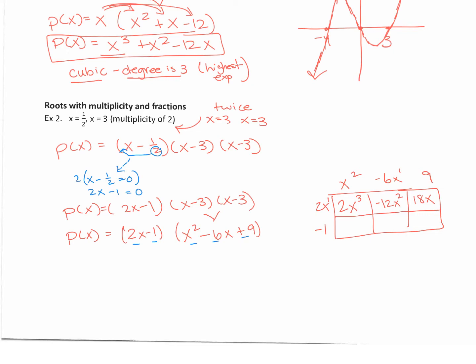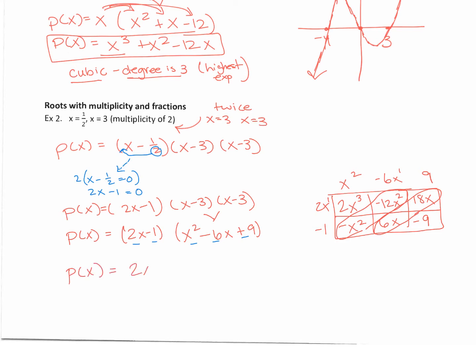Now I have negative 1 times x squared, or negative x squared. Negative times a negative is a positive 6x. And finally, a negative times 9 gives me a negative 9. So notice I do have some like terms on my diagonal. As I write my answer, I'm going to clean those up.